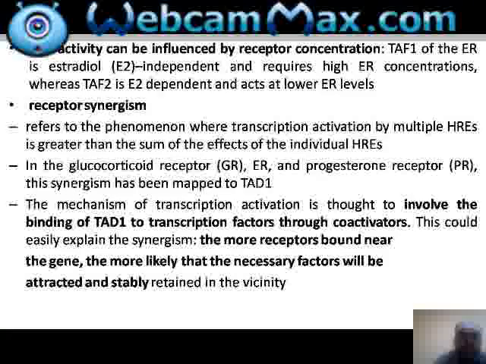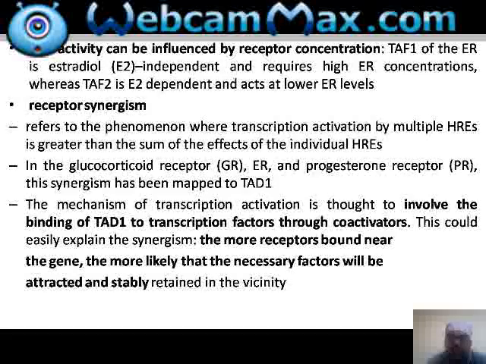So here, when we talk about the TAD region, we have talked about the transcription activation domain, and we have talked about gene selectivity. Now here we are talking about TAF1. When we talk about TAF1, we have seen in the previous slide, it is associated with estrogen nuclear receptors. So this TAF1 requires higher receptor concentration. We have TAF1 and TAF2 both, and they have different functionality.